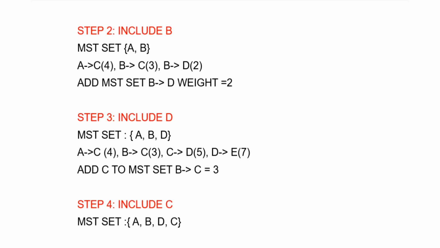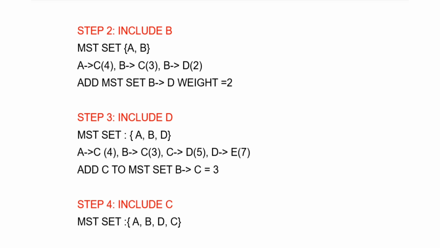Update the minimum spanning tree. Add the edge B to C and the vertex C to the minimum spanning tree. Update the minimum spanning tree: A, B, D, C. All the vertices included in the minimum spanning tree are A, B, D, C, E. All the vertices are now included and the algorithm terminates.